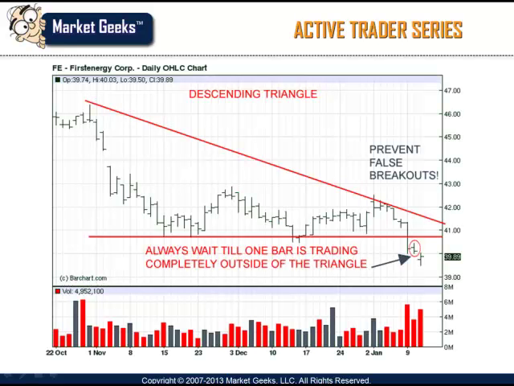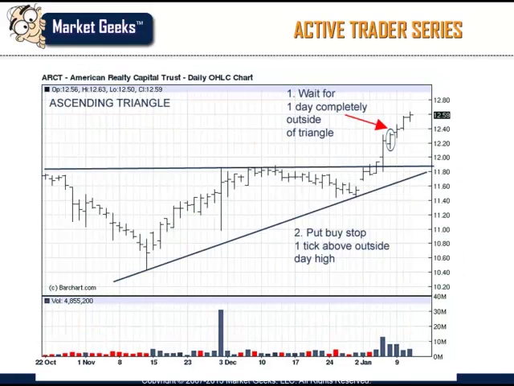The last and equally important factor you need to know prior to entering either long or short on a breakout above or below a triangle is always make sure you wait till the market trades completely outside of the triangle for at least 1 day prior to entering the market. What I typically do is wait for the market to trade completely outside of the triangle and then wait for the next day to enter.